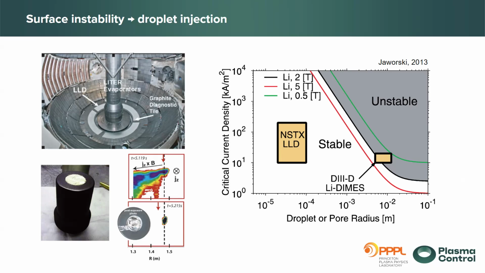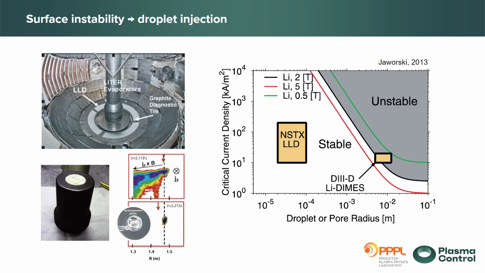On the right side, this is one of the papers by Mike Jaworski et al. back in 2013, where you see these regions of stable and unstable. This is mostly from the Rayleigh-Taylor instability. There's a stability curve that we have to be careful about. If you have a larger pore or droplet size, then it's more prone to the unstable region on the right corner, where the gray corner is.